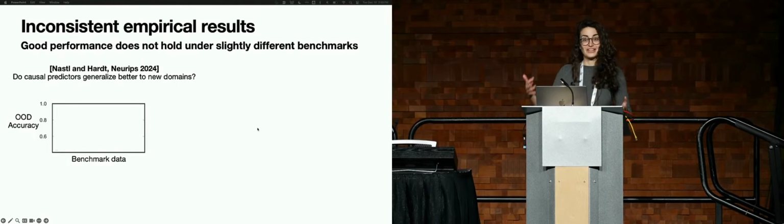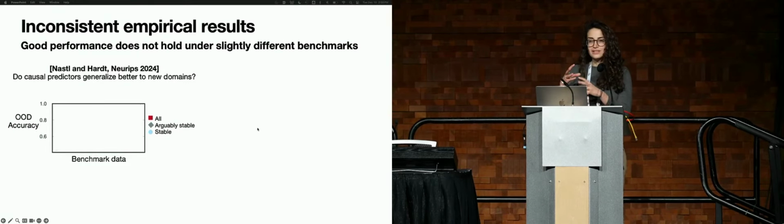More recently, specifically at this NeurIPS, there is a paper by Nassel and Hart that explicitly tried to investigate this inconsistency in results. In their investigation, they looked at different benchmark data sets, and I'm going to plot that on the x-axis, and the out-of-distribution accuracy on the y-axis. They compared methods that use all the features existing in the data set to make a prediction to methods that only used stable features, stable as identified by some OOD-specific approach. And here, the notion of stability that they used was based on causality.